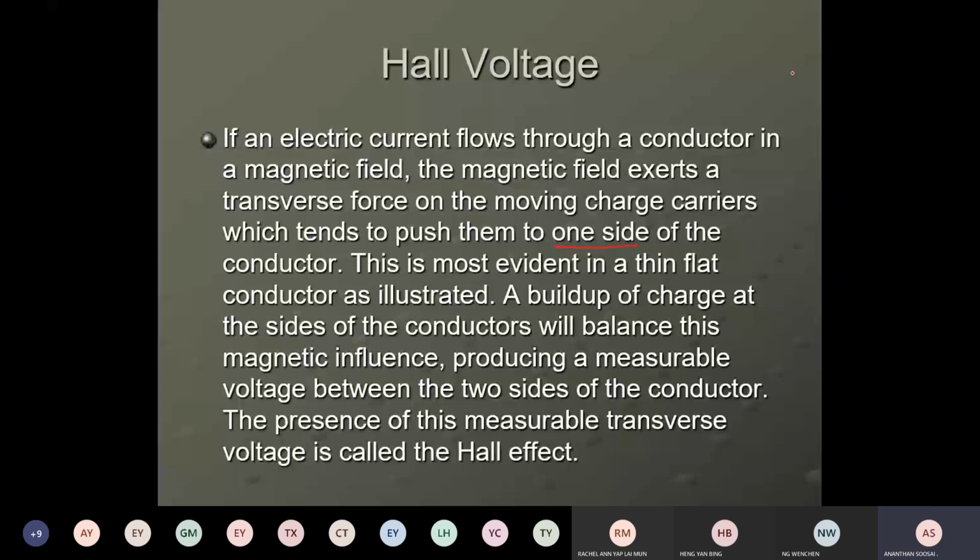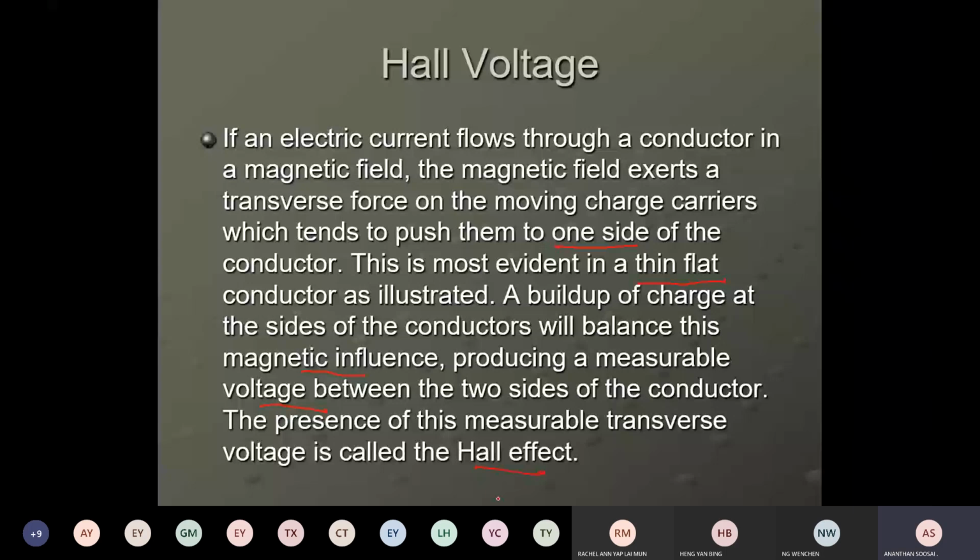This is most evident in a thin flat conductor. I will tell you why thin flat causes a very significant Hall voltage; we will get to know this later. A buildup of charge at the side of the conductor will balance this magnetic influence, producing a measurable voltage between the two sides of the conductor. The presence of this measurable transverse voltage is called the Hall effect.